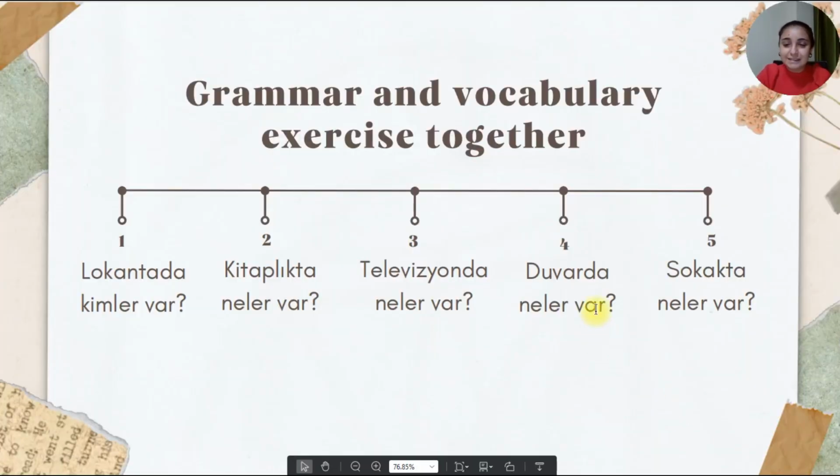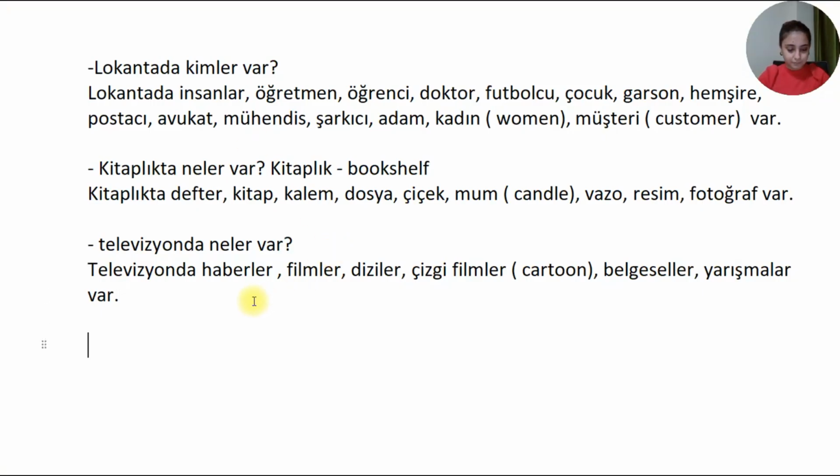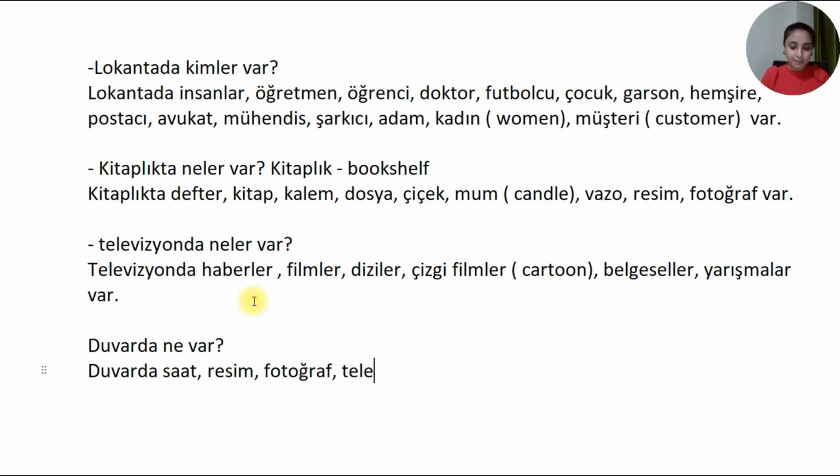Duvarda ne var is the next question. What is on the wall? Duvarda ne var? It means what is on the wall, and let's say duvarda saat, watch, resim, picture, fotoğraf, photograph, televizyon, television, and also can be tablo. Tablo is painting. Tablo var.